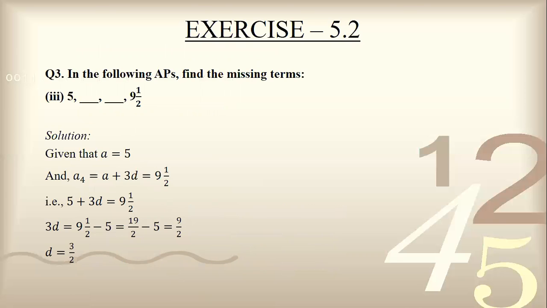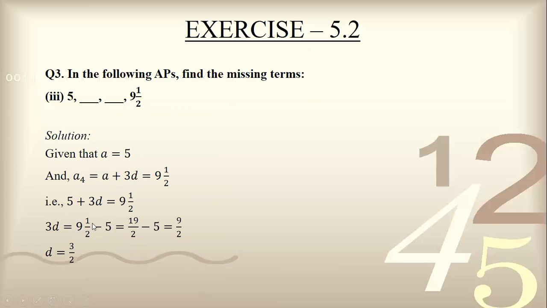Again, we have to find the missing terms. In this one, the first term is given to be 5. Second and third terms are missing to us. And the fourth term is 9 1 by 2. So, A is 5. A4, which is A plus 3D, is 9 1 by 2. So, let us solve this. We'll get 3D equal to 9 1 by 2 minus 5.